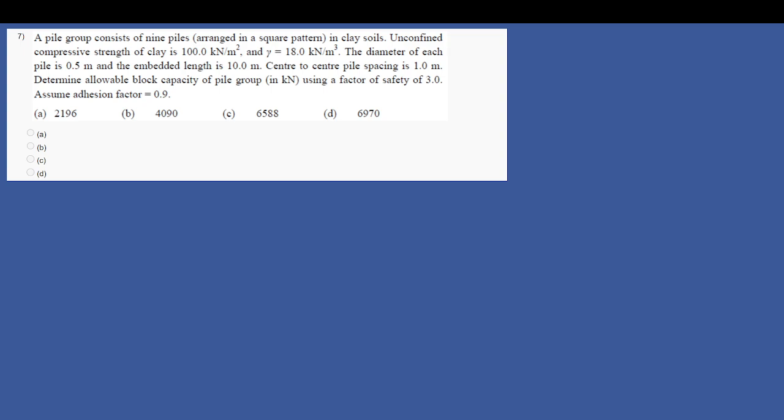So you are having a pile group which consists of 9 piles. It's arranged in a square pattern in clay soil, and the unconfined compressive strength of the clay is 100 kPa, gamma is 18 kilonewton per meter cube. The diameter of each pile is 0.5 meter and the embedded length is 10 meter. Center to center pile spacing is 1 meter. Then you need to determine the allowable block capacity of the pile group using a factor of safety of 3, and the adhesion factor is 0.9.